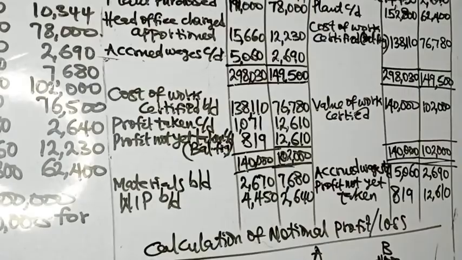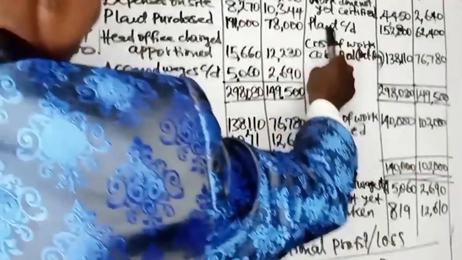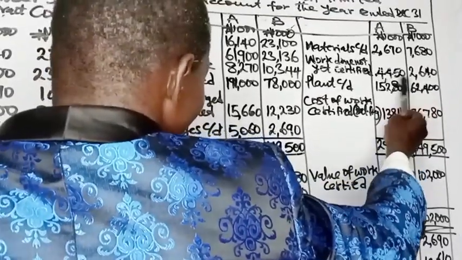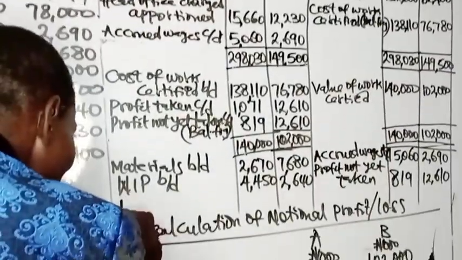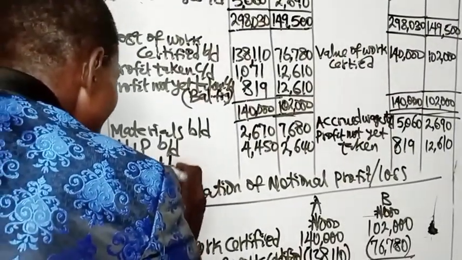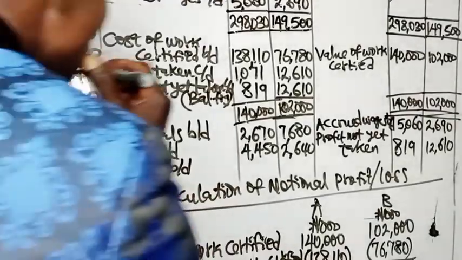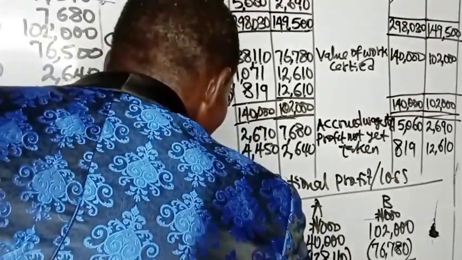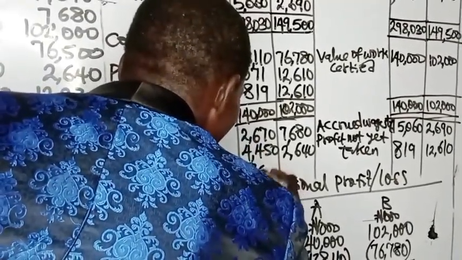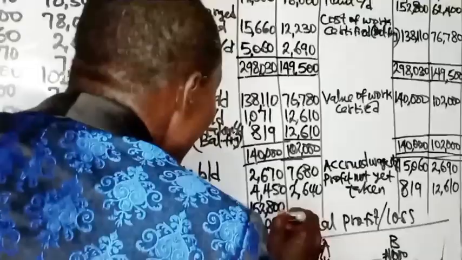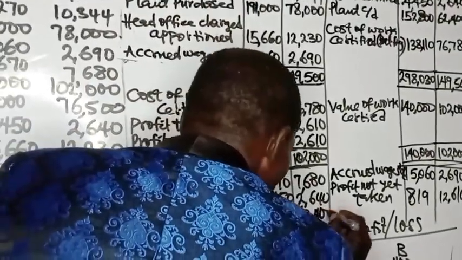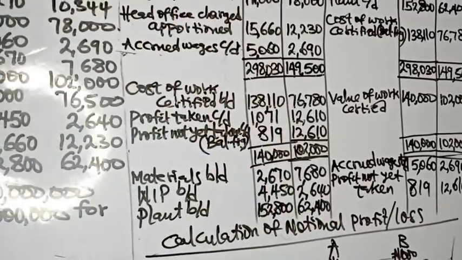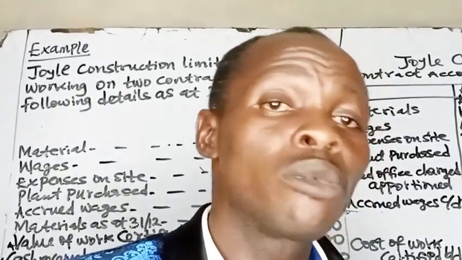Then we also have unused plant. It will be brought down to the next accounting period. 152,800 and 62,400. So we have plant brought down, which is 152,800 and 62,400. So this is the solution to the question. This marked the end of the solution to the question.